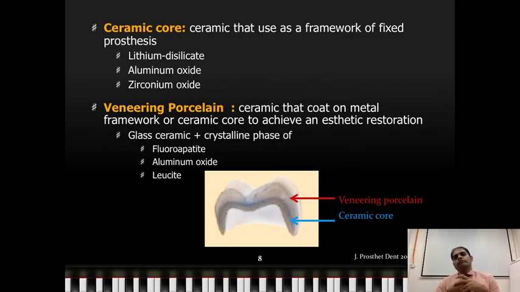So ceramic has two components. One is the ceramic core, another is the veneering porcelain. The ceramic core is made of three things: lithium disilicate, aluminum oxide, and zirconium oxide. The veneering porcelain, the outer layer that we layer on, is made of fluoroapatite, aluminum oxide, and leucite.